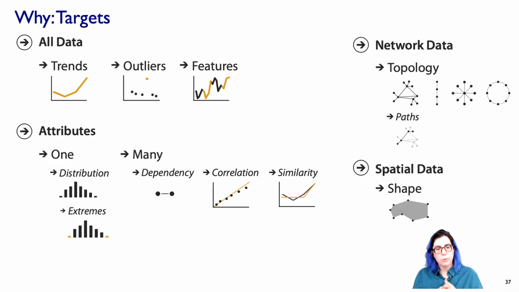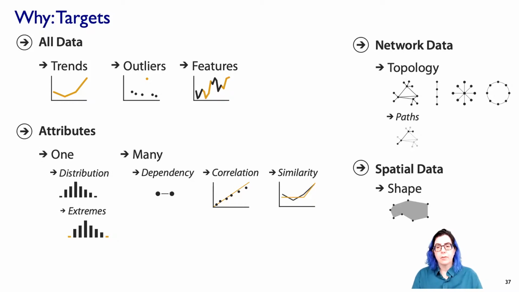But some questions we can ask depend on having multiple attributes. Is there a dependency between two attributes? Are two attributes correlated to each other? For multiple attributes, do we have some way of calculating similarity between them? So these are questions that intrinsically rely on having more than one attribute.